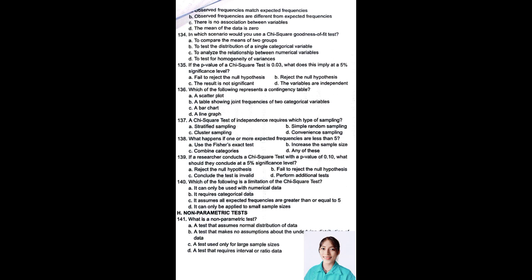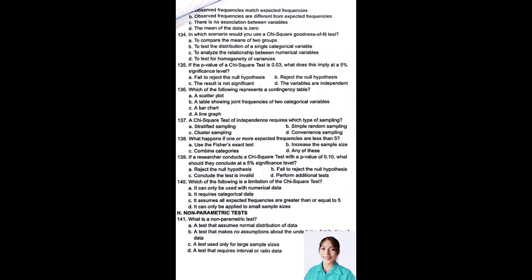So the correct answer is in letter D, which is any of these. Then we have 139. If a researcher conducts a chi-square test with a p-value of 0.10, what should they conclude at a 5% significance level? So you can conclude, fail to reject the null hypothesis. So that's in option B.